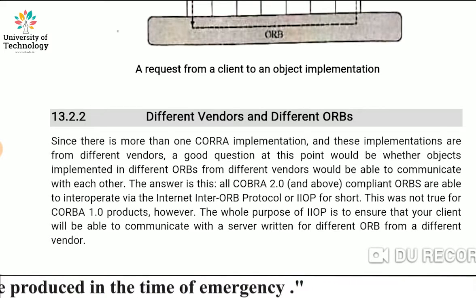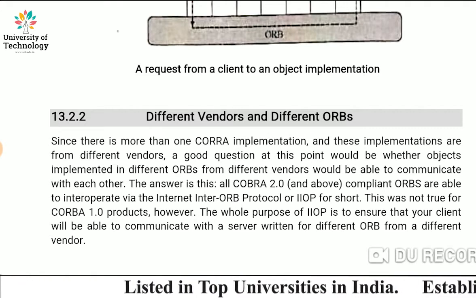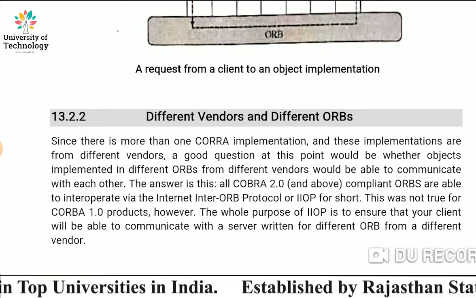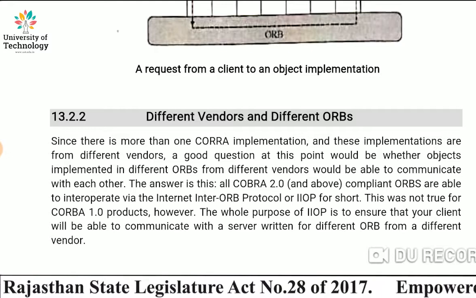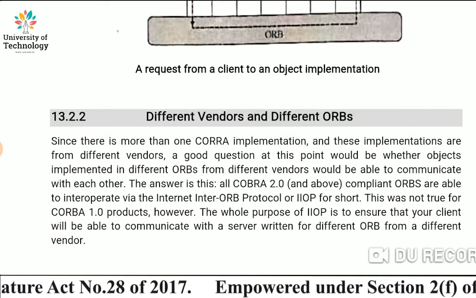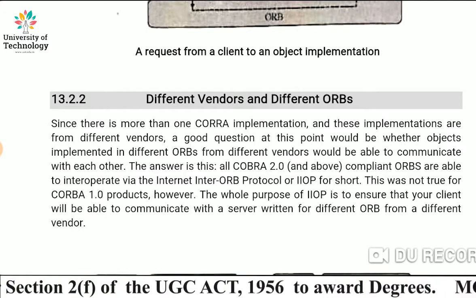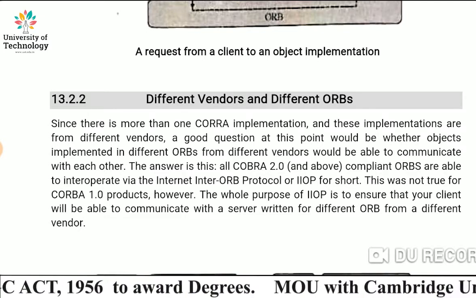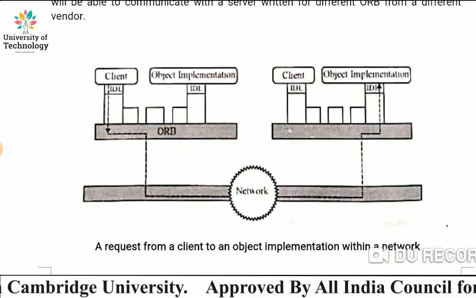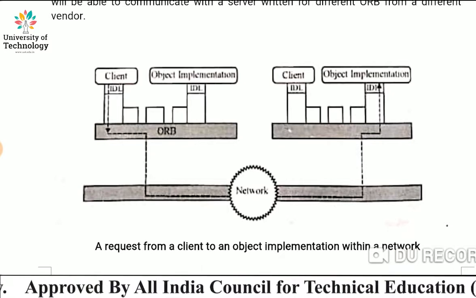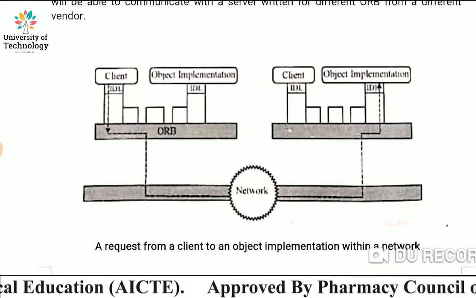The answer is that all CORBA 2.0 and above compliant ORBs are able to interoperate via the Internet Inter-ORB Protocol, or IIOP for short. This was not true for CORBA 1.0 products. However, the whole purpose of IIOP is to ensure that your client will be able to communicate with a server written for a different ORB from a different vendor. Now, you can pay attention here: a request from a client to an object implementation within a network.